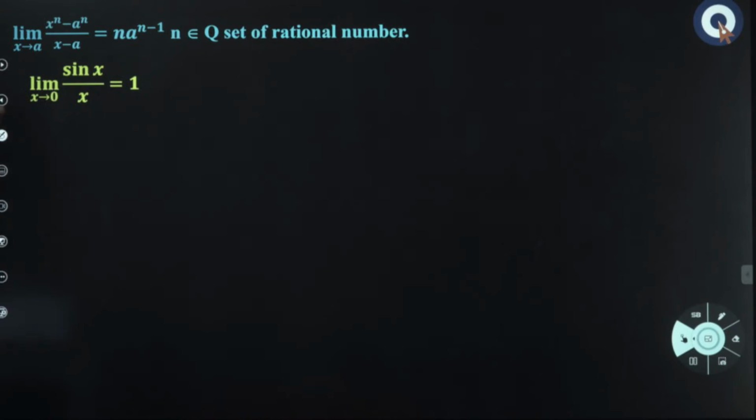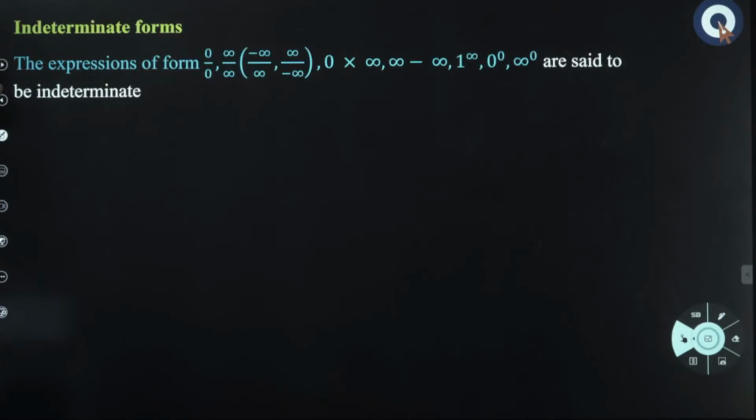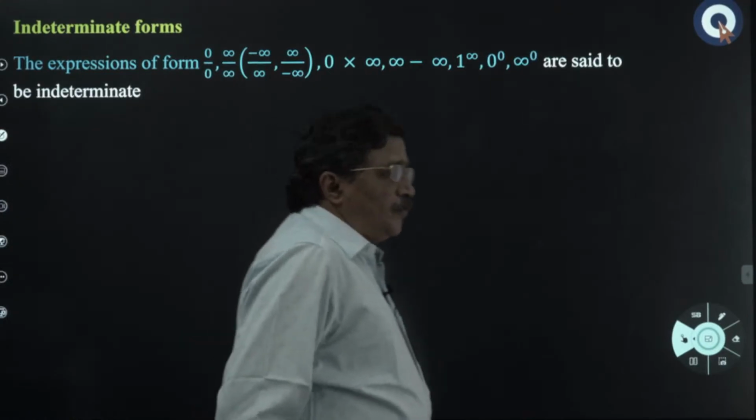And these are the standard limits. Limit (x^n minus a^n) by (x minus a) as x tends to a is equal to n a^(n minus 1), and limit of sin x by x is equal to 1. You can write limit of tan x by x as x tends to 0 is equal to 1, and so on. And there are 7 indeterminate forms: 0 by 0, infinity by infinity, 0 into infinity, infinity minus infinity, 1 power infinity, 0 power 0, and infinity to the power of 0.